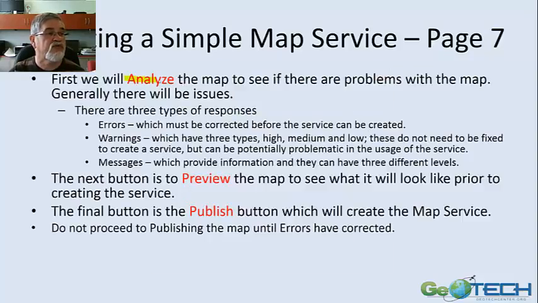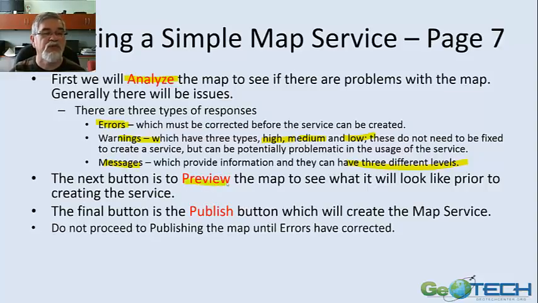The first thing we're going to do is do an analyze. And the reason we're going to do an analyze, we want to see if the map service is working properly. If it's working properly, we're in good shape. We get three types of situations coming out after we do the analyze. We get errors, and errors must be corrected. You cannot publish a service out with errors. You get warnings, and those warnings are high, medium, and low. You do not need to fix warnings, but if you don't fix warnings, it may be problematic if your service works right. And then you get messages, and messages have three different levels also.